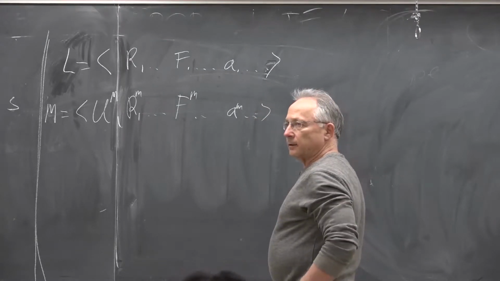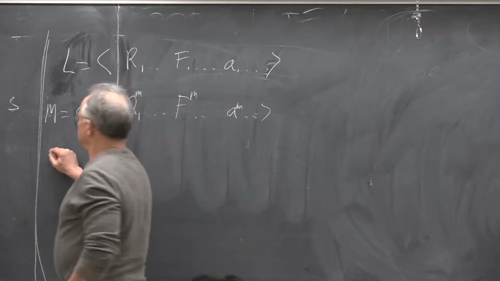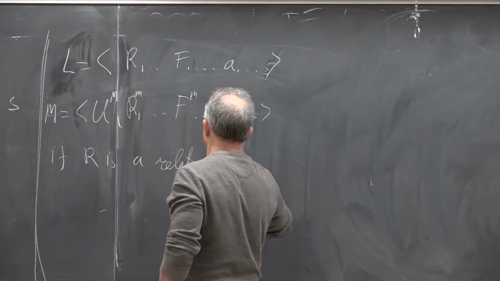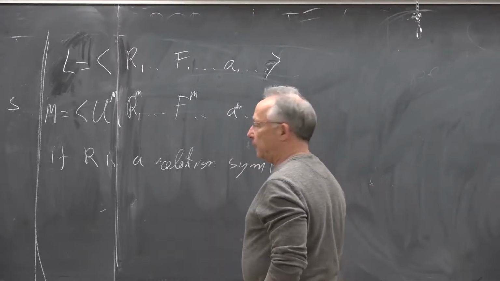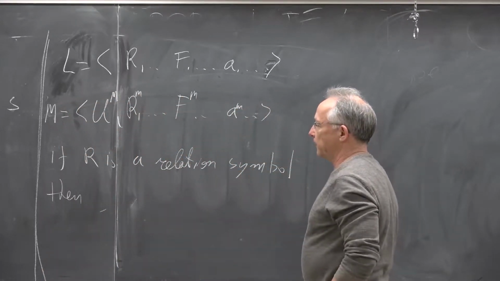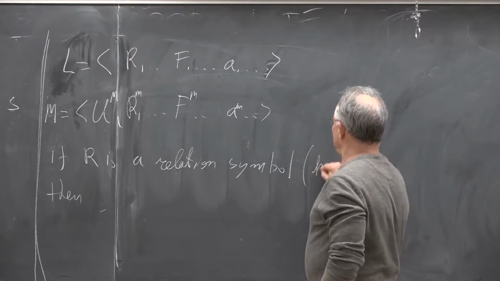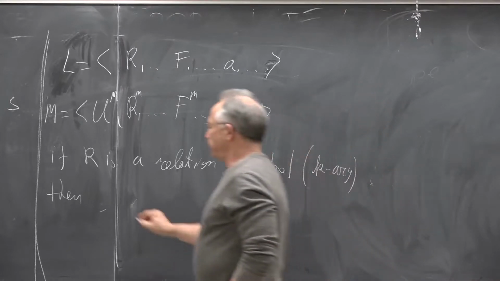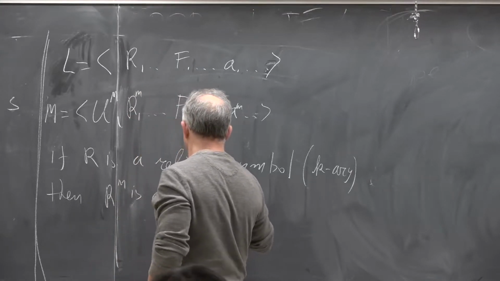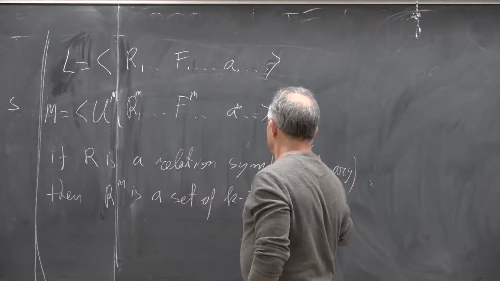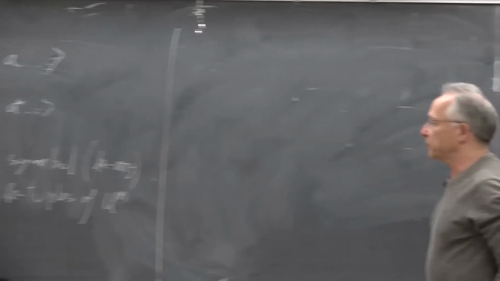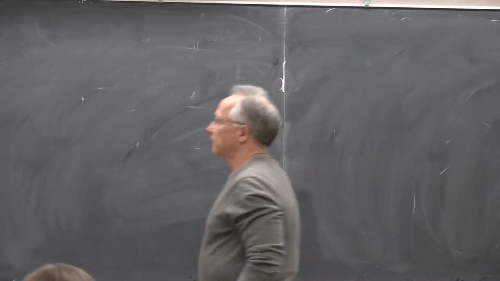And what are they? If R is a k-place relation symbol, then R in M is a set of k-tuples of the universe of M. So let me demonstrate it with an example.